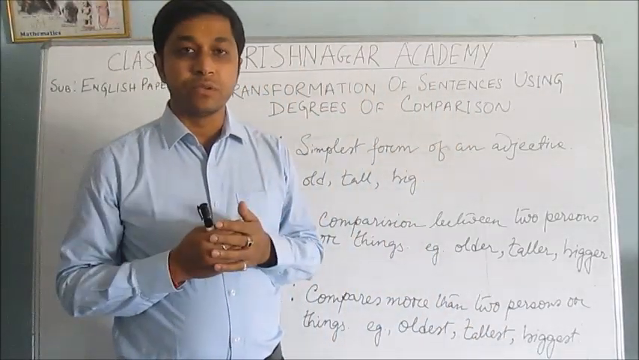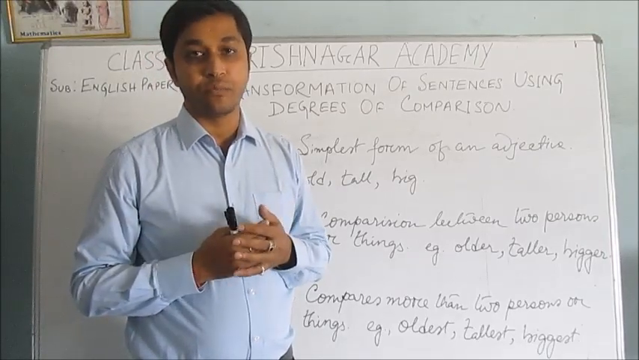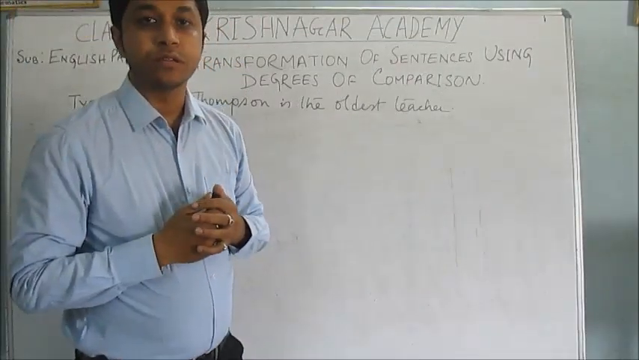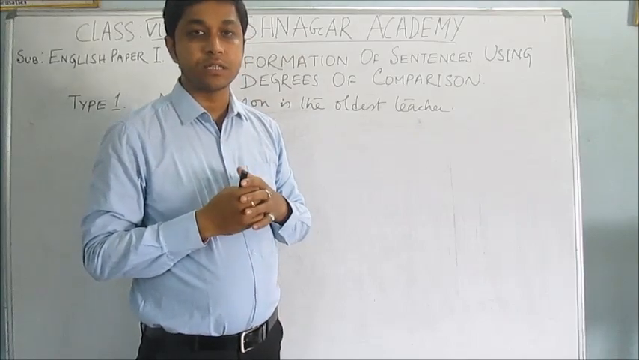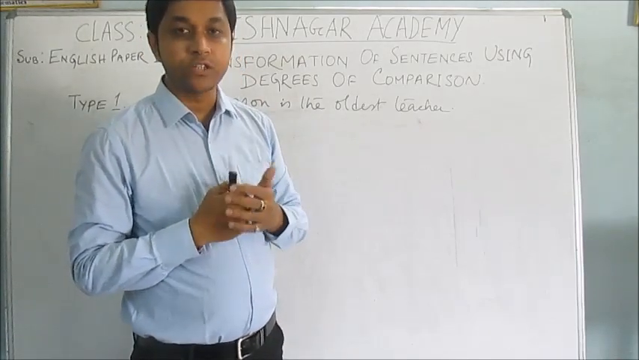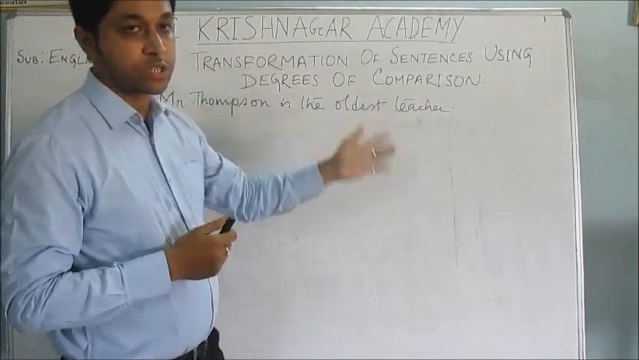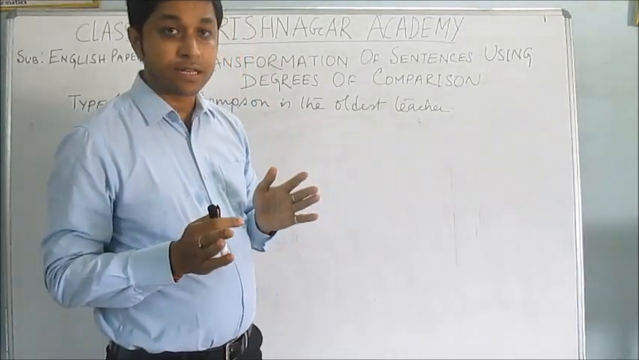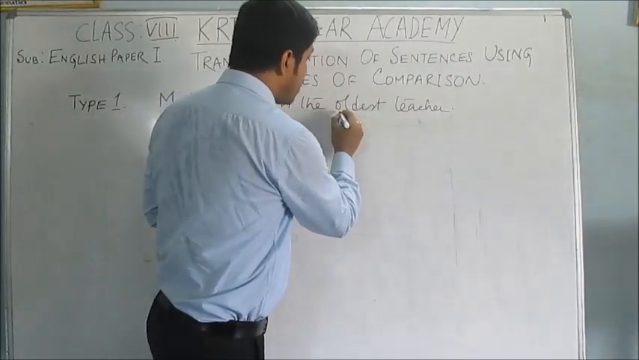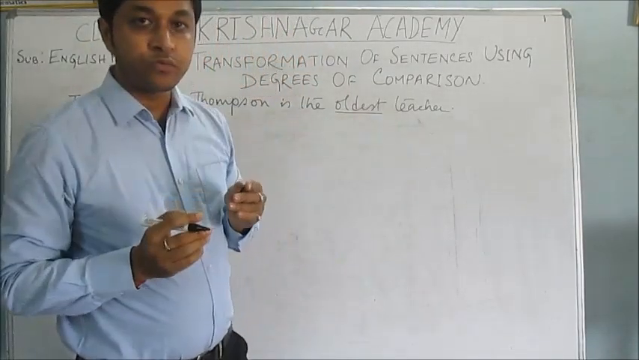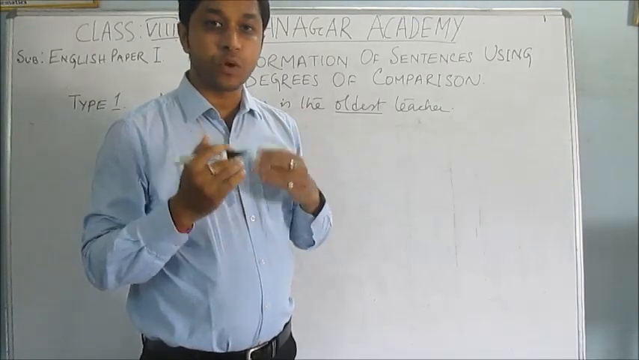Now, let us come to the basic rules of transformation of sentences using degrees of comparison. Now, dear students, we will discuss three basic rules. In type 1, you can see we have taken a sentence, Mr. Thompson is the oldest teacher. You can well identify the sentence to be in the superlative degree because we have used the word oldest. Now we will learn how to transform this sentence into comparative degree and into positive degree.